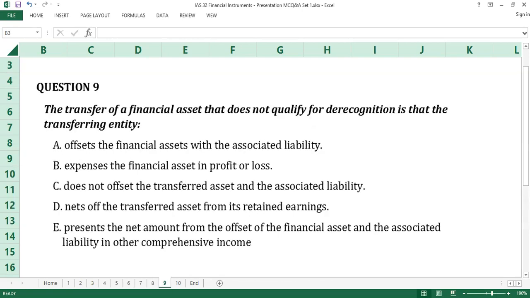Question number 9. The answer to question number 9 is C, does not offset the transferred asset and the associated liability. In accounting for a transfer of a financial asset that does not qualify for derecognition, the entity shall not offset the transferred asset and the associated liability. C is the answer to question number 9.